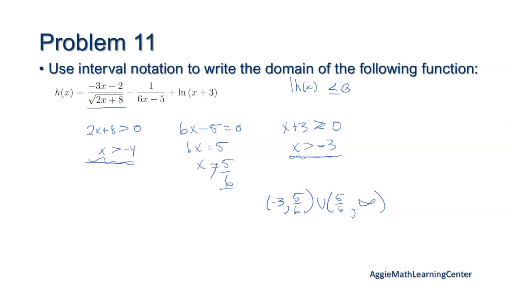Just to make sure I'm clear on the natural log, all x's have to be greater than or equal to 0? Greater than 0. Yeah, greater than 0, because they cannot be less than or equal to 0. You can't have a natural log of 0. So that's undefined. So x has to be greater than 0. Okay.